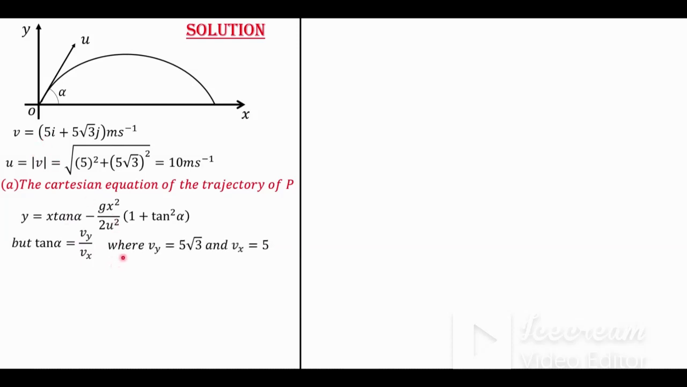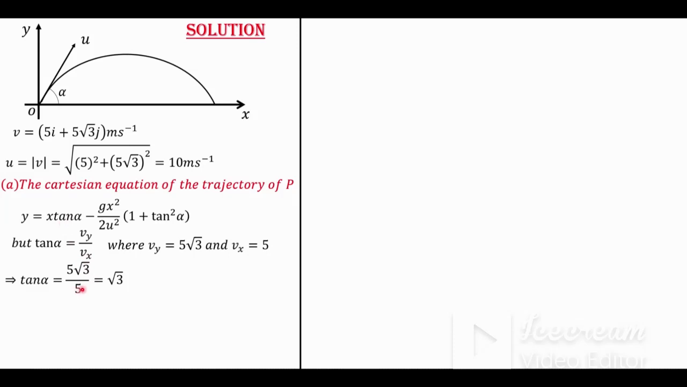Substituting those values, where vy is equal to 5 square root of 3 and vx is equal to 5, we therefore get tan alpha to be equal to 5 times the square root of 3 divided by 5, which gives us the square root of 3. We have already obtained the value of tan alpha.